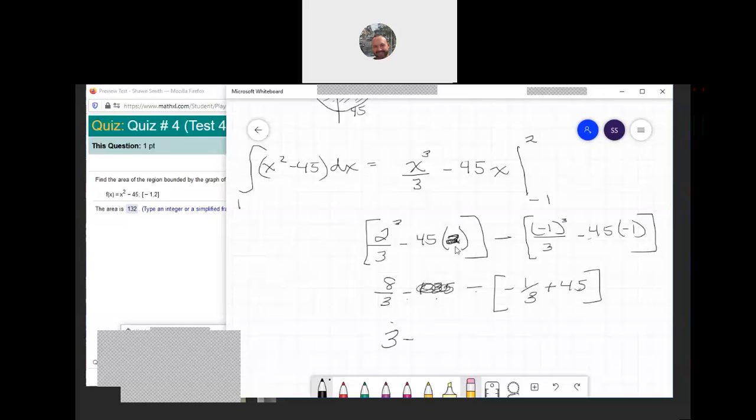All right, so negative 90 minus 45 is negative 135. And there is your negative 132, but we take the absolute value because we are under the curve. We want positive area of 132. So this is the fundamental theorem of calculus.